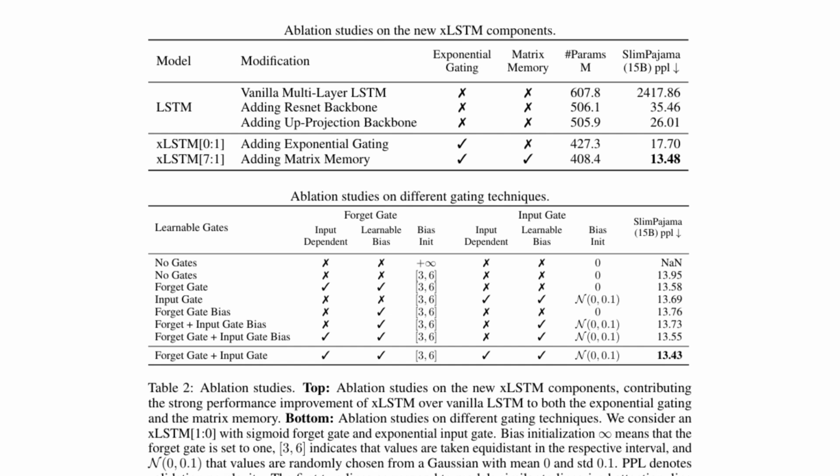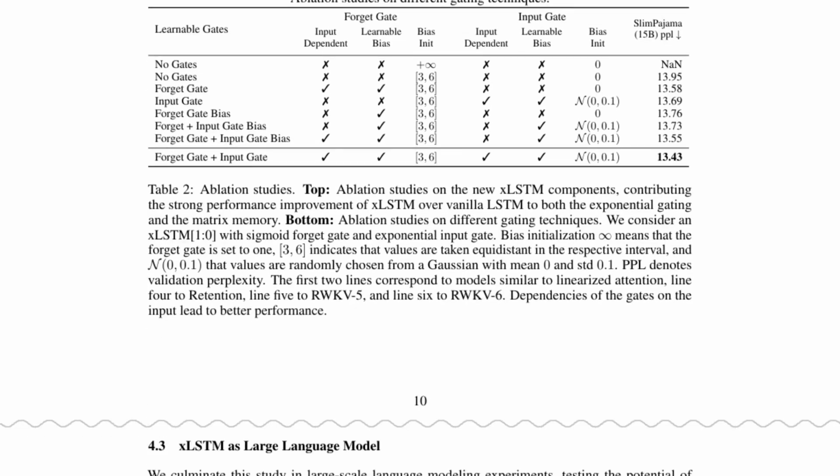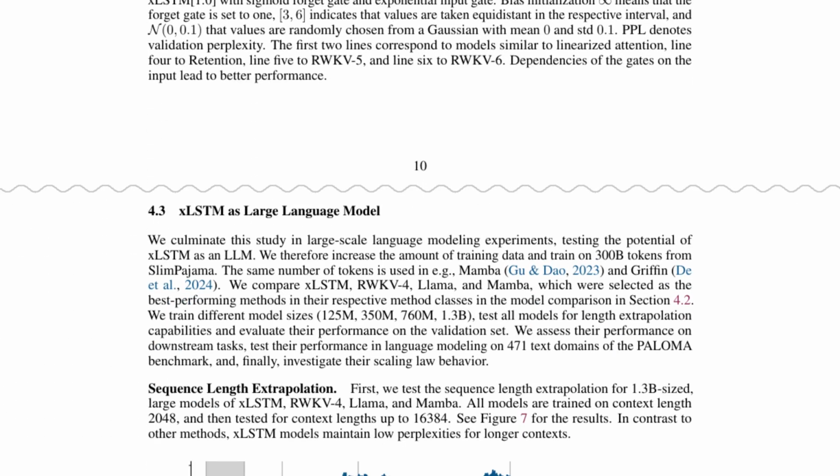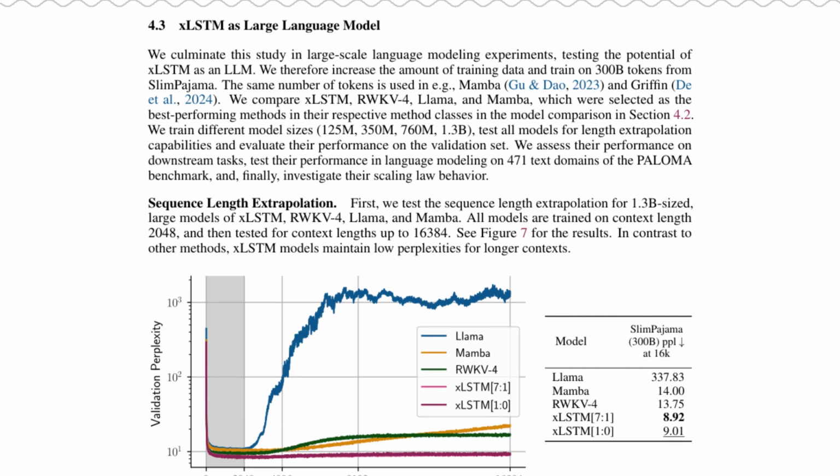We consider an xLSTM 10:1 with sigmoid forget gate and exponential input gate. Bias initialization "on" means that the forget gate is set to 1; 3, 6 indicates that these values are taken equidistant in the respective interval; and N(0, 0.1) values are randomly chosen from a Gaussian with mean 0 and standard deviation 0.1. PPL denotes validation perplexity. The first two lines correspond to models similar to linearized attention, line 4 to retention, line 5 to RWKV5, and line 6 to RWKV6. Dependencies of the gates on the input lead to better performance.